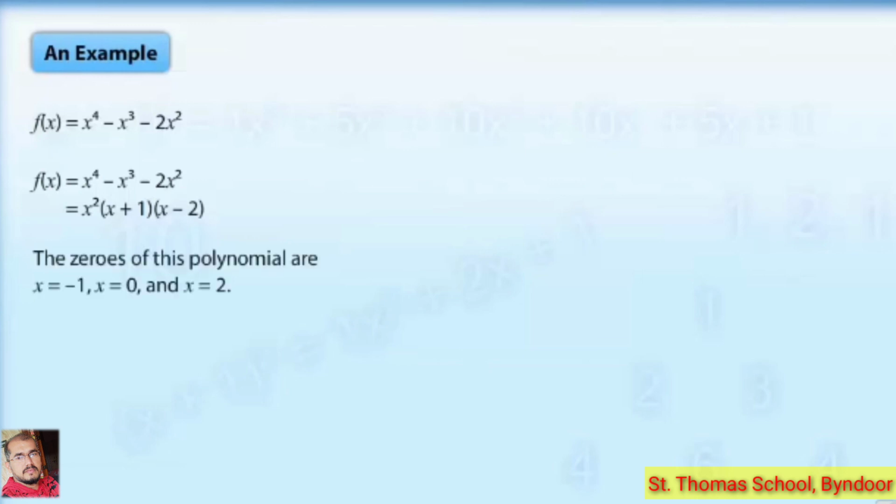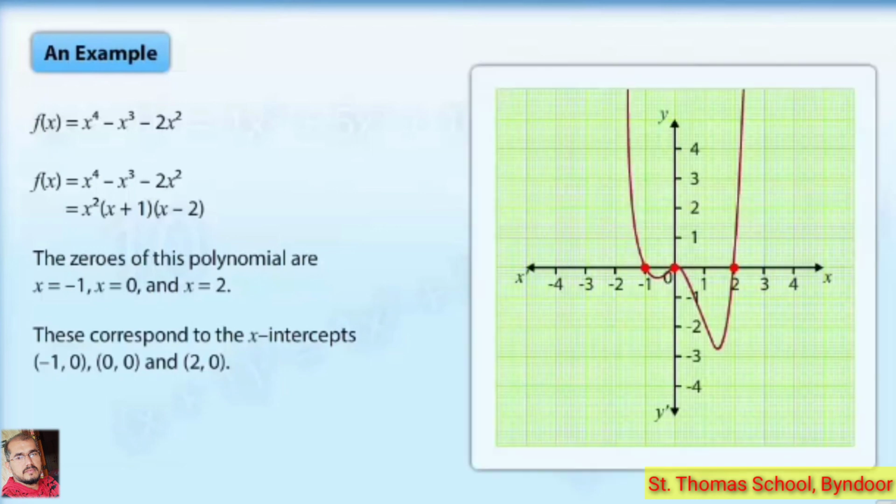The zeros of this polynomial are x is equal to minus 1, x is equal to 0, and x is equal to 2. These correspond to the x-intercepts minus 1, 0; 0, 0; and 2, 0. The graph shows that there are 3 turning points. Since the degree is 4, this is the maximum number possible.